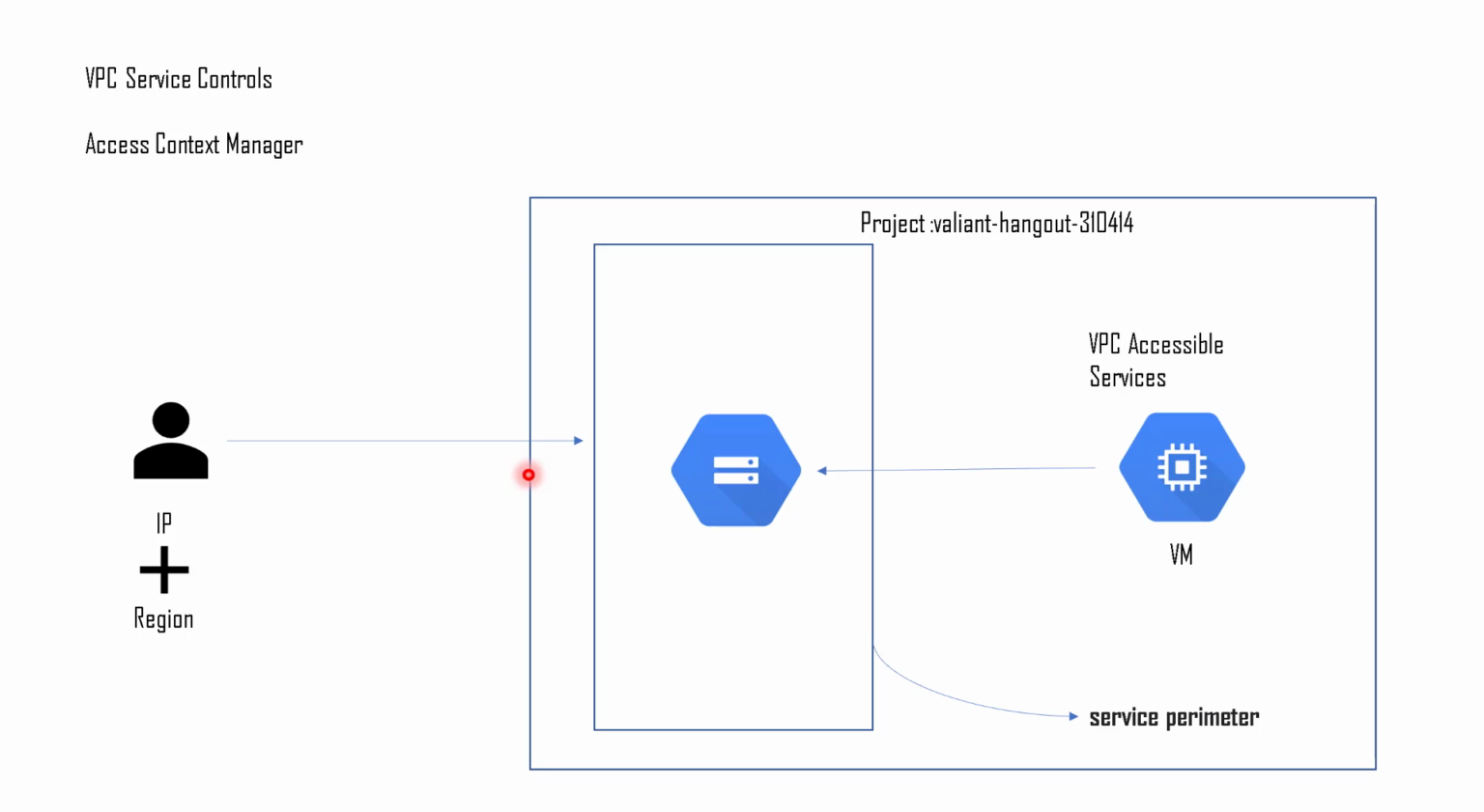So to make it possible for a user to connect to this particular cloud storage, even when your perimeter is enabled, you can use something called an Access Context Manager. So in this particular chapter, we'll see how a person with a particular IP or a person who is within a particular region can connect to a cloud storage API, which is within a service perimeter. So let's go and check this example out.